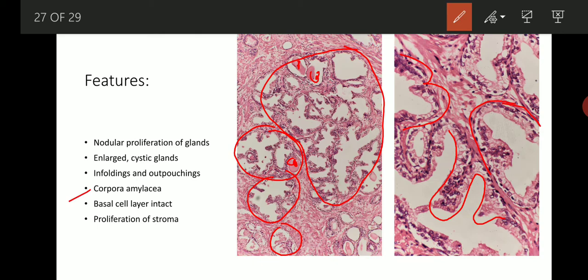An important feature which distinguishes hyperplasia from malignancy is the intactness of the basal cell. In benign conditions, the basal cells are maintained, whereas in malignancy there is a loss of the basal cell layer. Apart from the glands, the stroma is also proliferating. Please remember here that actually the stroma is proliferating and the glands have increased in number because the epithelial cells are not dying. We had a detailed discussion on this in the theory lectures.